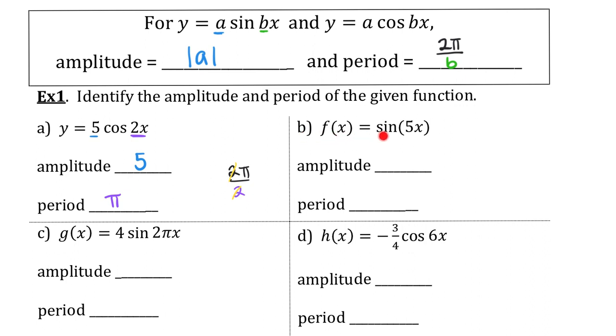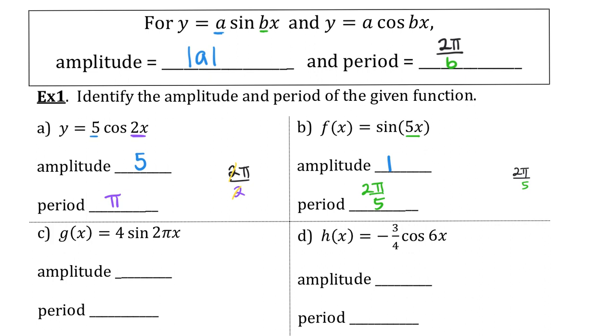Part b, f of x equals the sine of 5x. What's the amplitude? It's 1, because there's no stretch on it, and so that's the normal amplitude of sine. The period is not 2 pi because there's a coefficient on my x, so it's going to be 2 pi divided by the coefficient, which is 5. So 2 pi divided by 5 is 2 pi over 5.